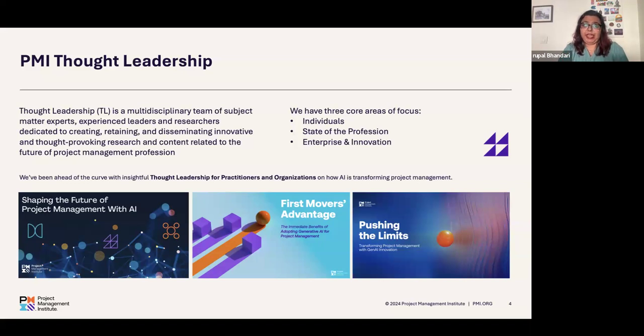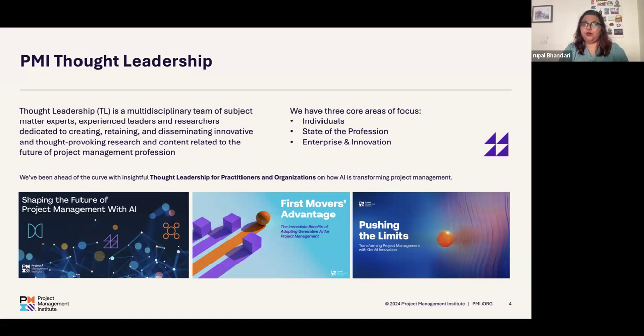Coming to the topic of AI. All of the research that PMI has been doing for AI has been coming from my team. And essentially, that means the first report we put out, Shaping the Future of Project Management with AI, was around September, October 2023. We put some more stuff out in January 2024 on prompt engineering. And since then, we have done 2 more research pieces on first movers advantage and pushing the limits.